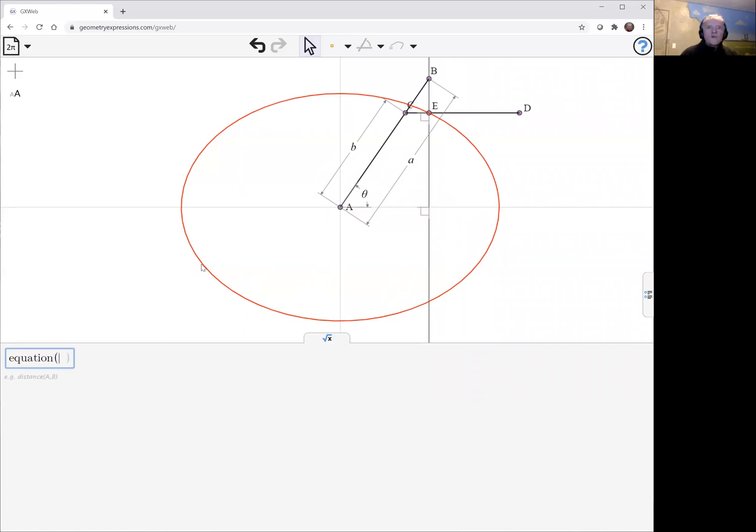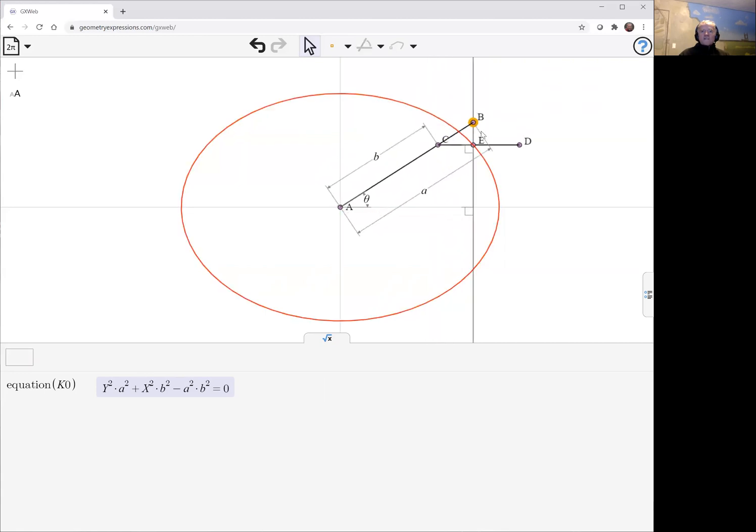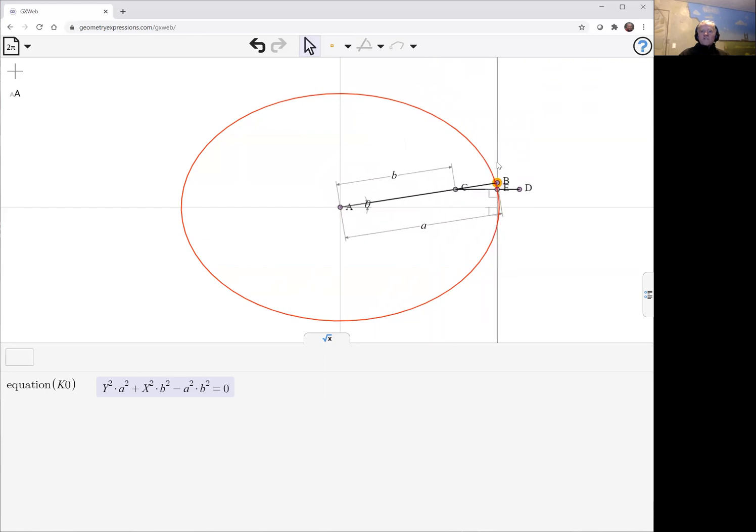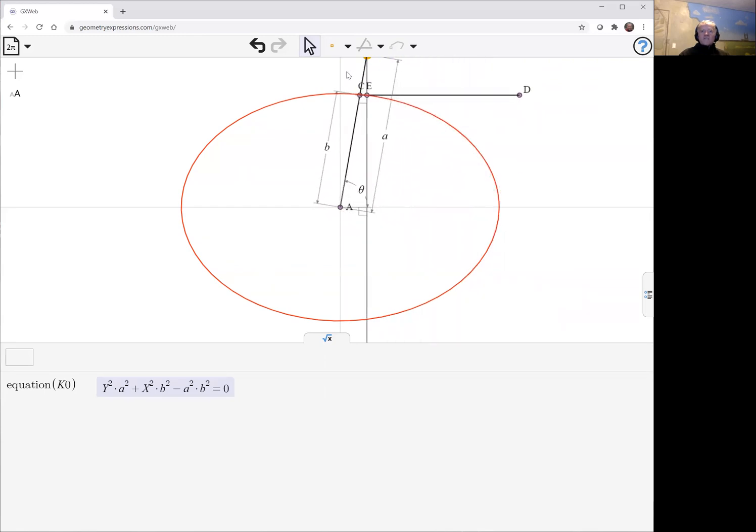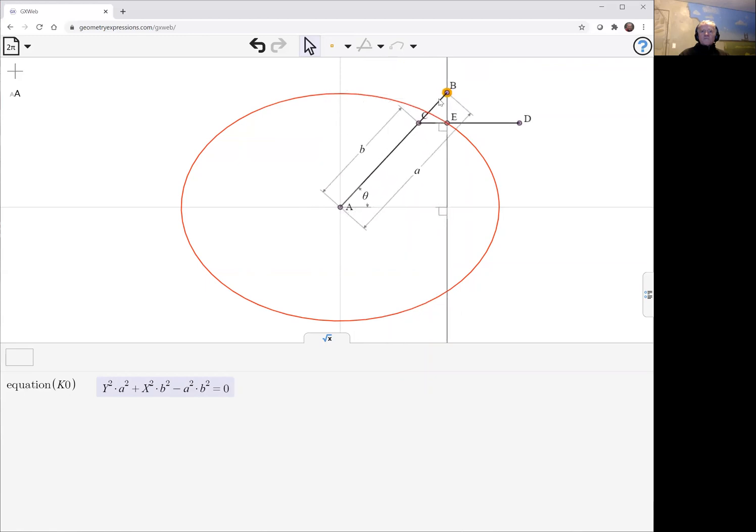Find the equation of K0. There we see not an ellipse, but it's a relatively straightforward equation. We can see the principal axes are in fact A and B, and we can see why. There's A and there's B. Now, that's our mechanism.